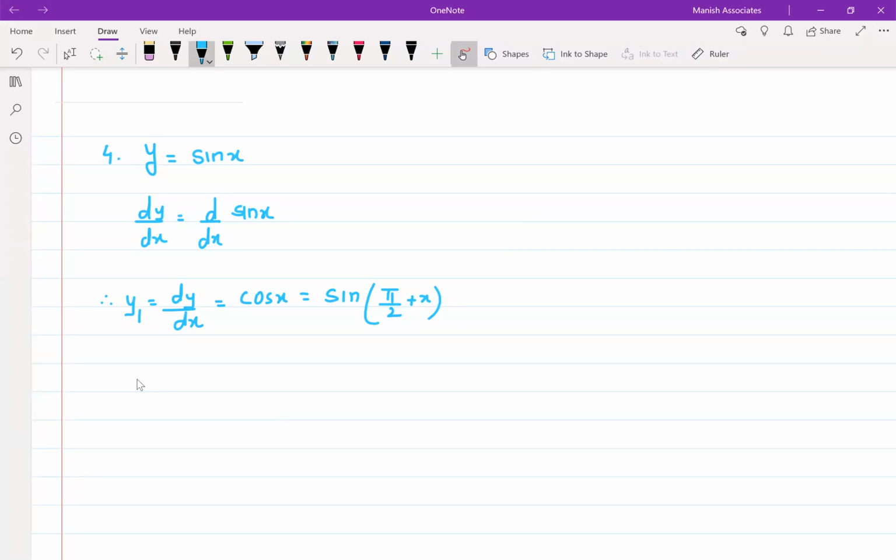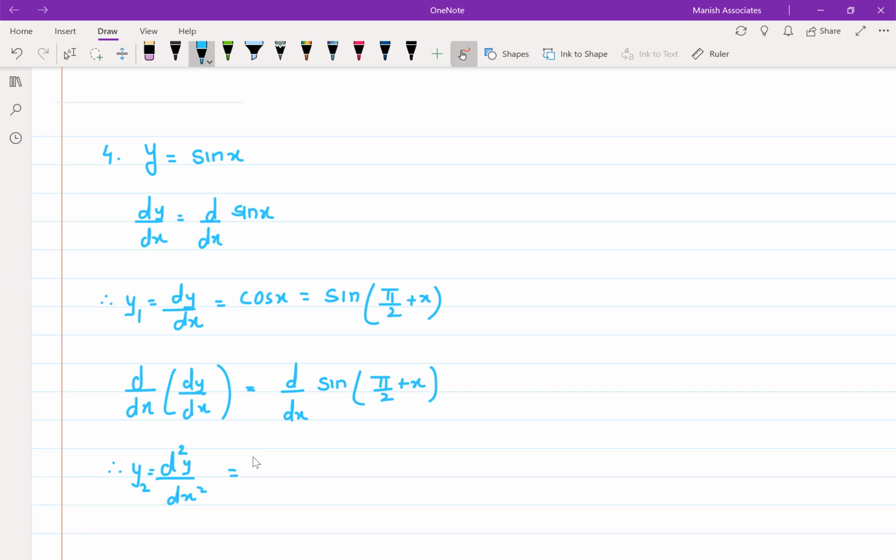Now I'll differentiate again. So I'll write d by dx of first order is going to be equal to d by dx of sine of pi by 2 plus x. Now, what is derivative of first order? Derivative of first order is second order, which you can write here. You can absolutely write this as y2 also.